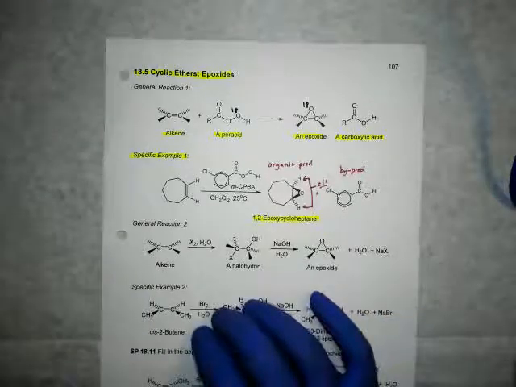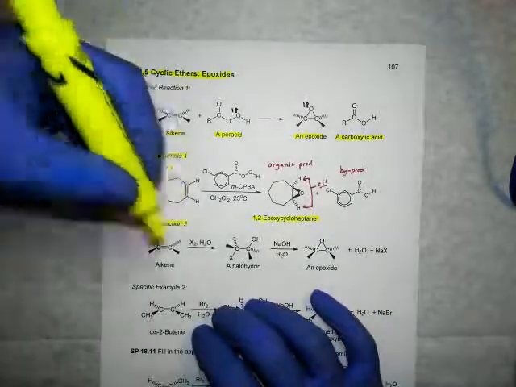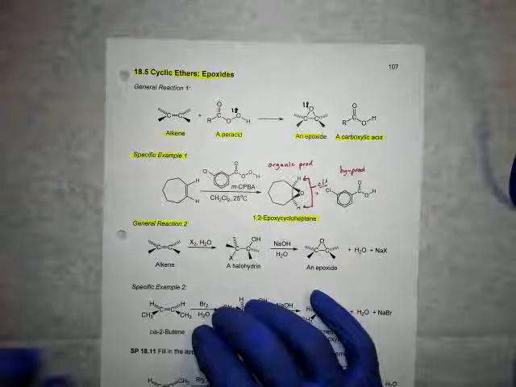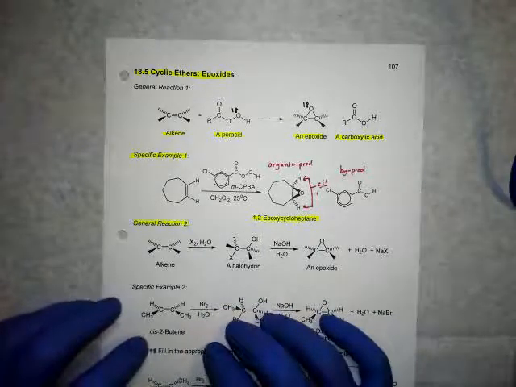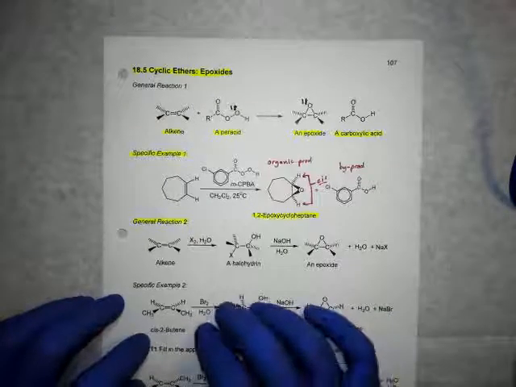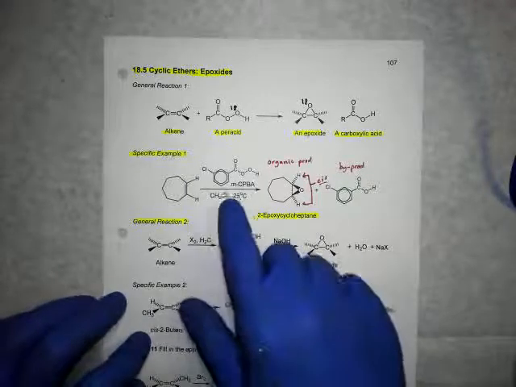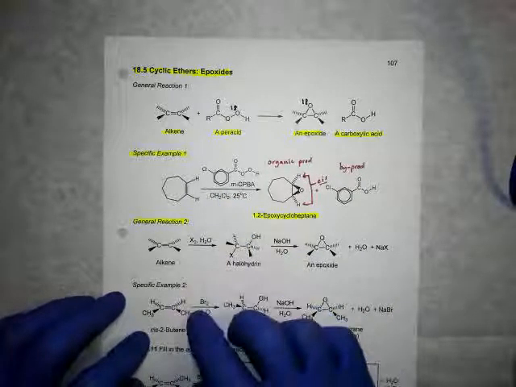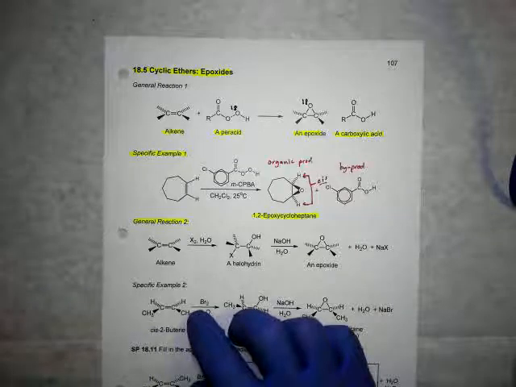Let's look at another approach. This is another one we saw back in Organic 1. This whole page really is a review of Organic 1. But it involves two steps. This was one step, this is two steps. And how does this work?